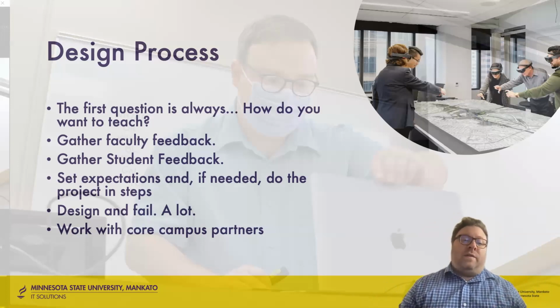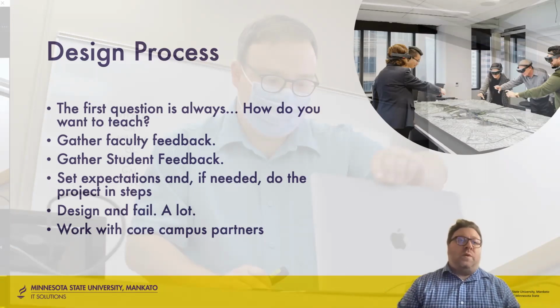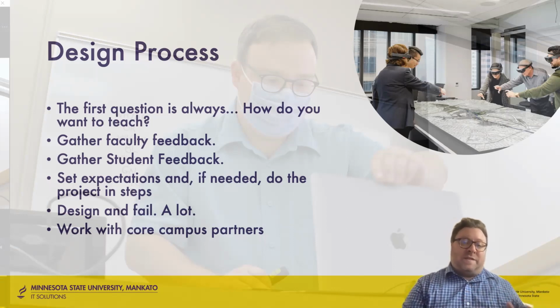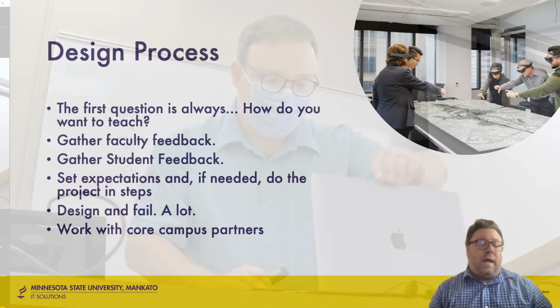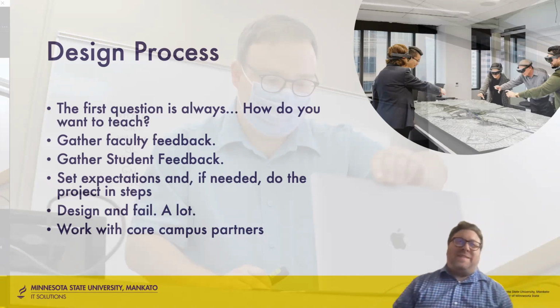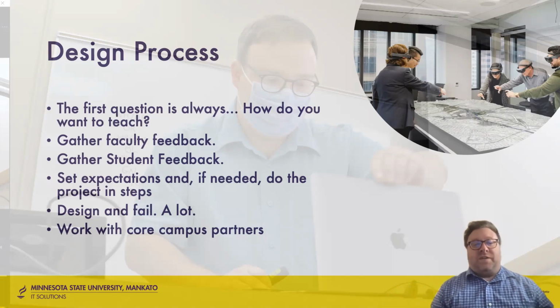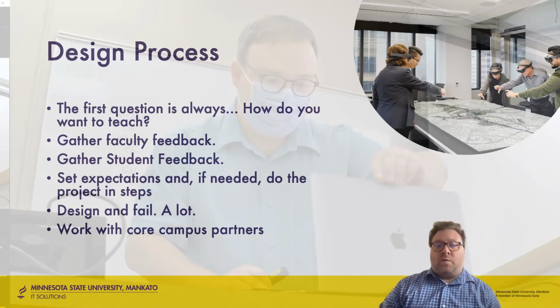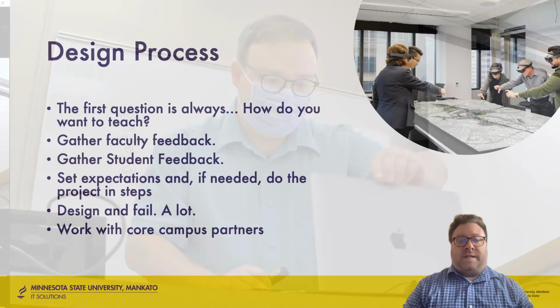So we gather that feedback. We work with our students. Each week we go to our student senate, we do some presentations, we get feedback from the students, and then we bring that back to our design process. And then we use that information to set expectations. Oftentimes we might have to do a project step by step to get where we need to go. And we fail a lot. There'll be a thing a little bit later, which is one of our biggest failures, but we learn from it. And I think that's the most important thing. You have to be willing to make mistakes.